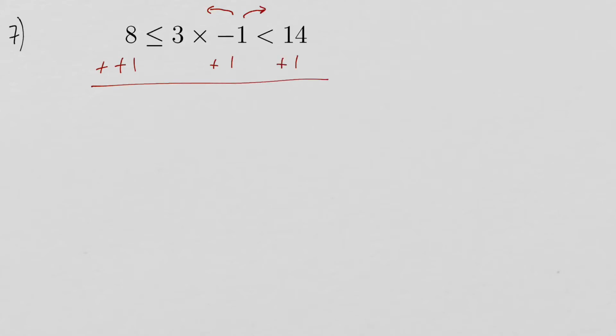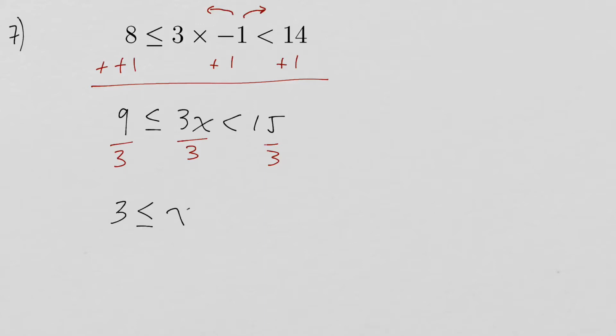And I'm going to get 9 is less than or equal to 3x, which is less than 15. And now I can divide everything by 3. And I'm going to end up with 3 is less than or equal to x, which is less than 5. So when I draw this on my number line, this is another compound inequality. I put 3 here and 5 here.